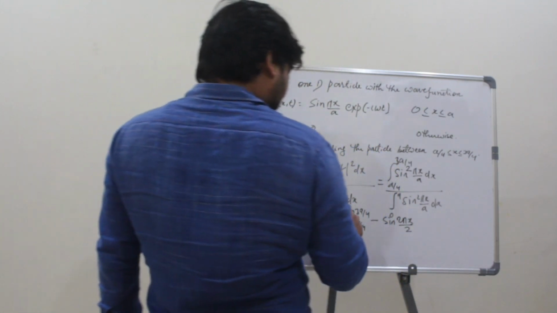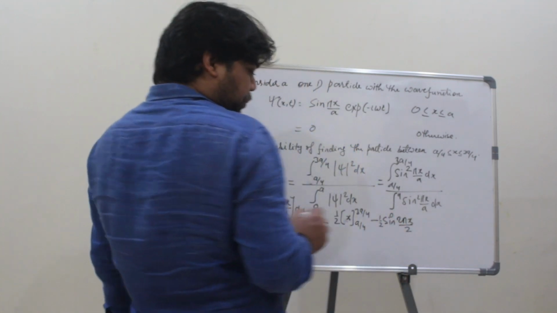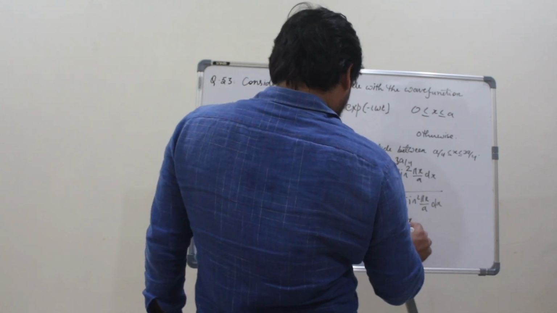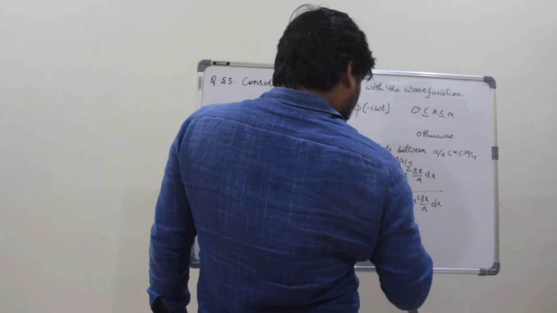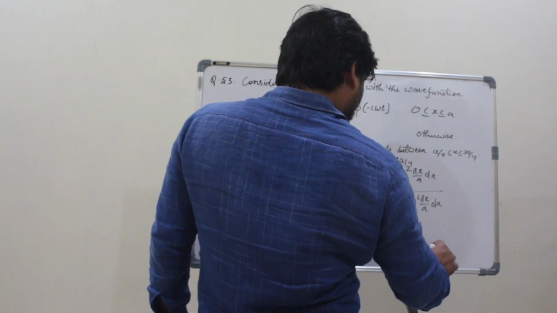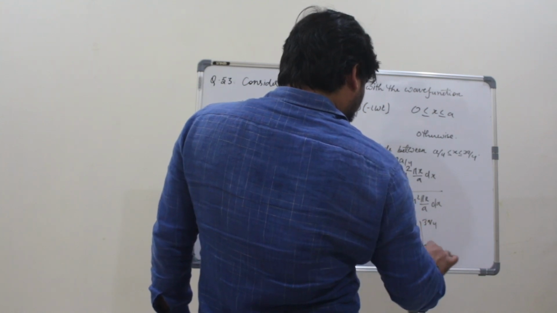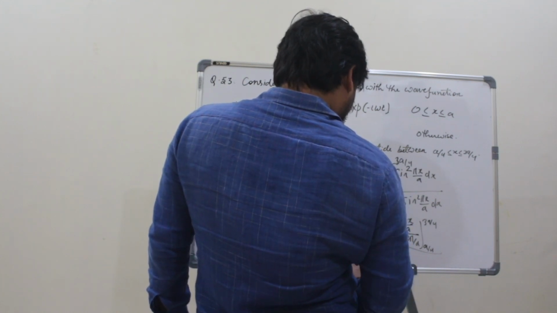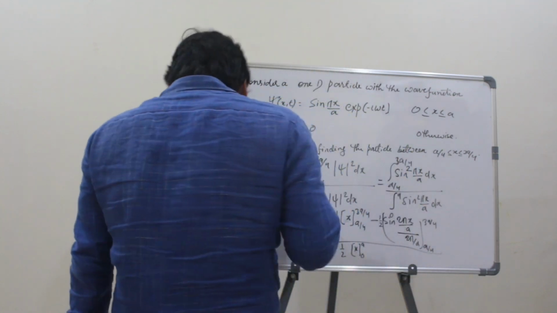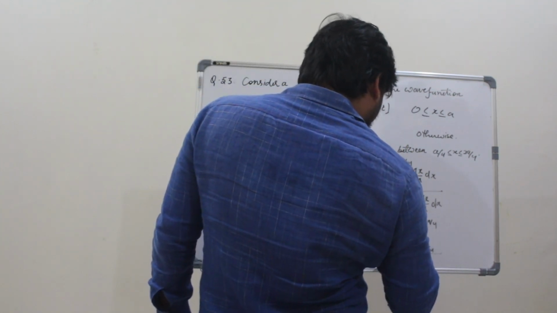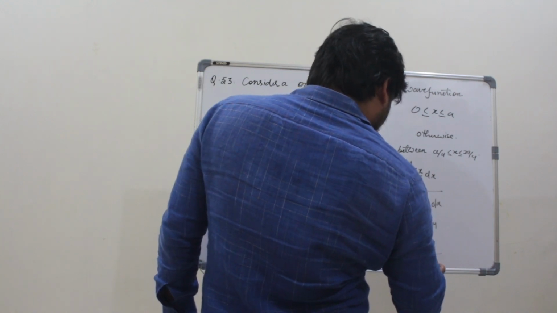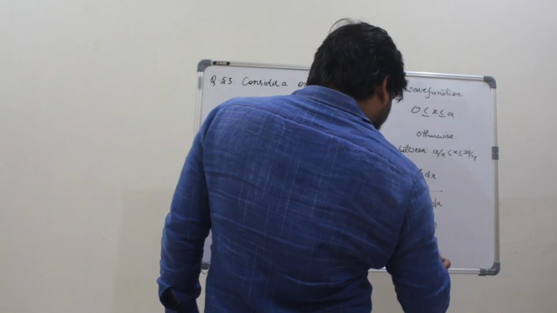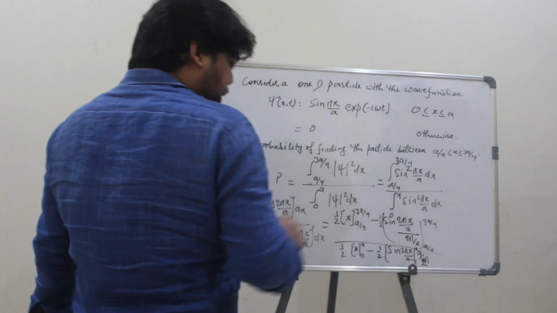Here there is 1 by 2, right? 2 pi x by a divided by 2 pi by a, between a by 4 to 3a by 4, and this is divided by this term, which is 1 by 2, 0 to a, minus 1 by 2 sin 2 pi x by a into a divided by 2 pi, and 0 to a. Right? Just try to simplify it.